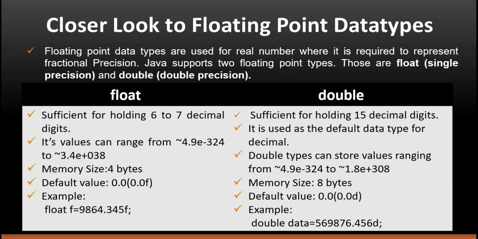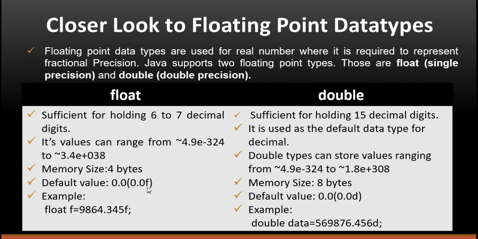Now let's understand what is this single precision and double precision. So if you are using float, that is single precision, after decimal it can hold 6 or 7 digits. And if you are using double data type, after decimal it can hold around 15 digits. The range for float data type is this, and the range for double data type is this. Memory required for float is 4 bytes, and the default value for float is 0.0f.